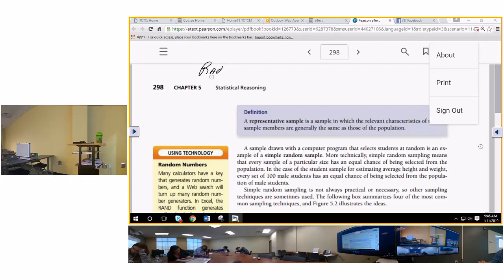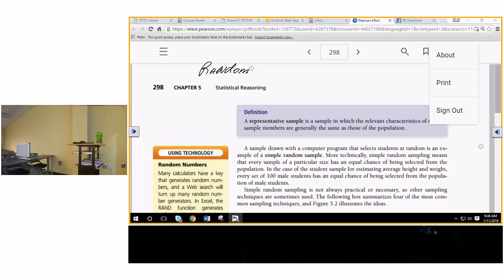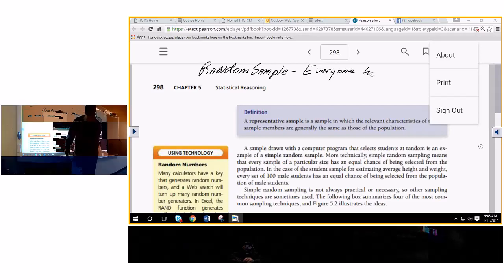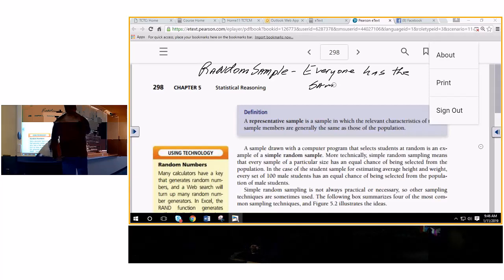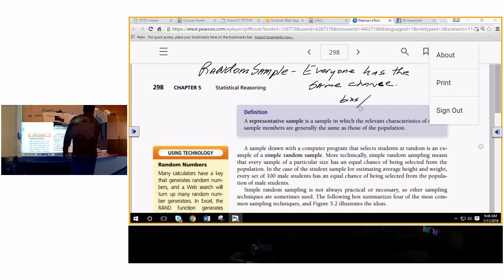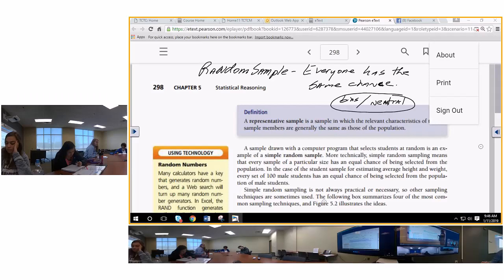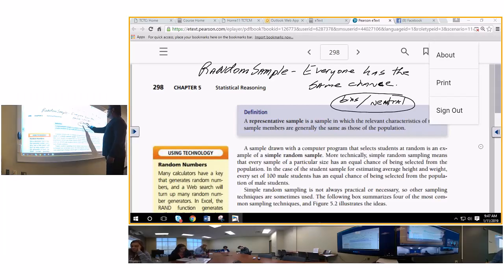Random sample. I can't spell. Everyone has the same chance. And this is where we get into a little bit of the two words, bias and neutrality. I'll just say neutral. Bias and neutral. Bias is B-I-A-S, and neutral is N-E-U-T-R-A-L.